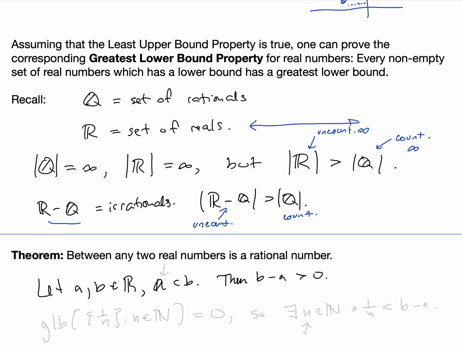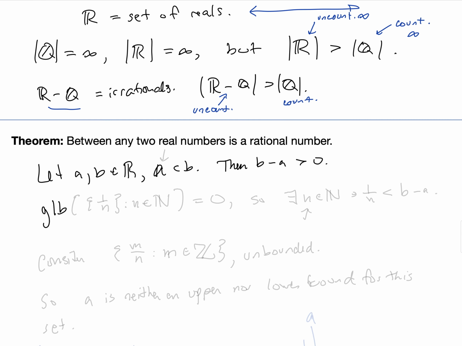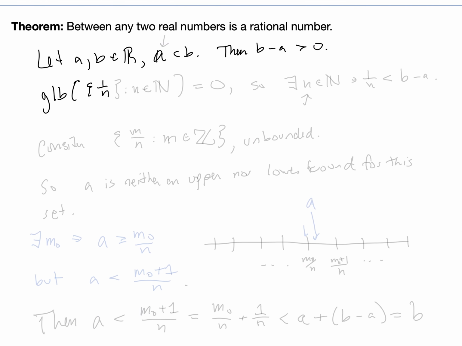As we saw above, the greatest lower bound of the set 1 over n, such that n is an element of the natural numbers, is 0. So that means there is some n in the natural numbers such that 1 over n is less than b minus a. If that wasn't the case, then 0 wouldn't be the greatest lower bound; b minus a would be the greatest lower bound of this set. So there is some natural number such that 1 over n is less than b minus a.